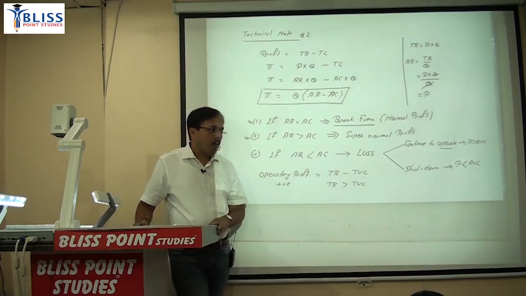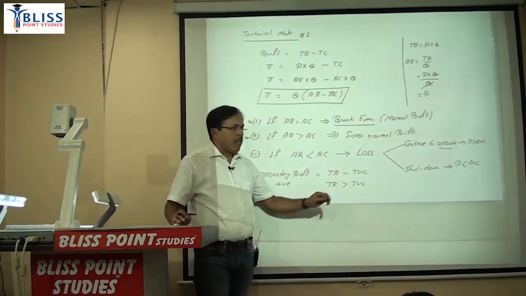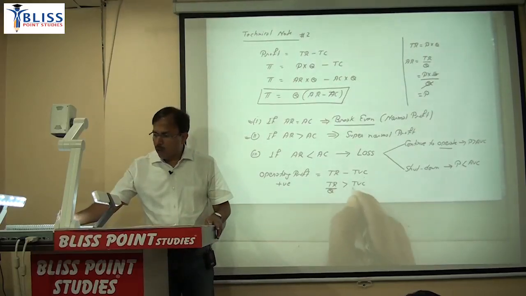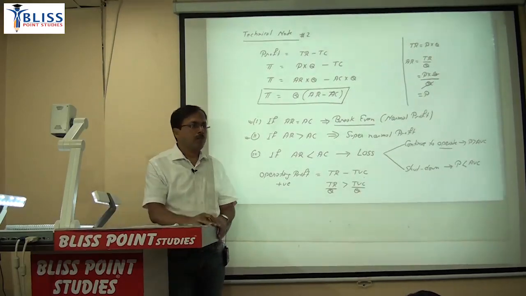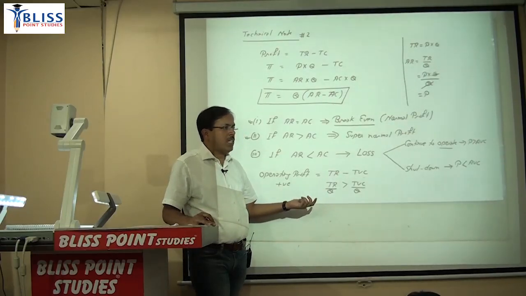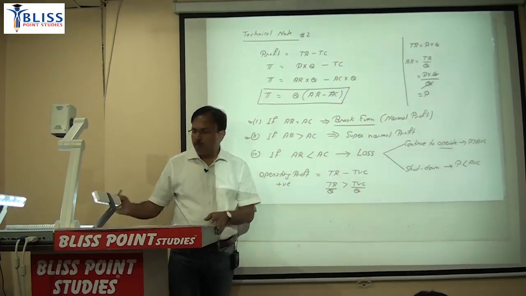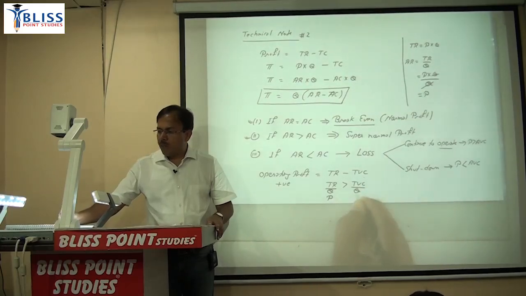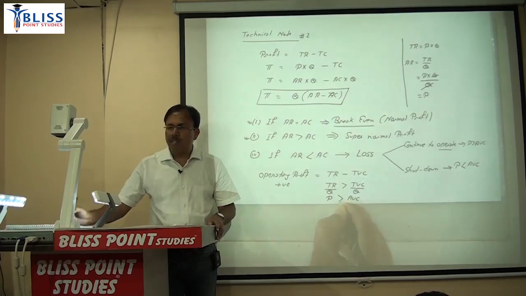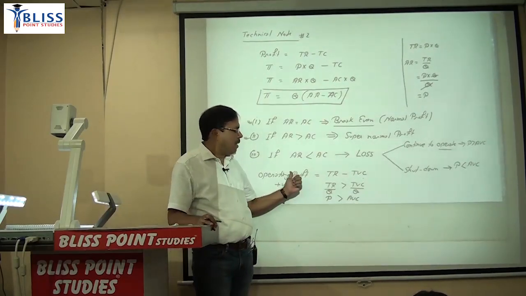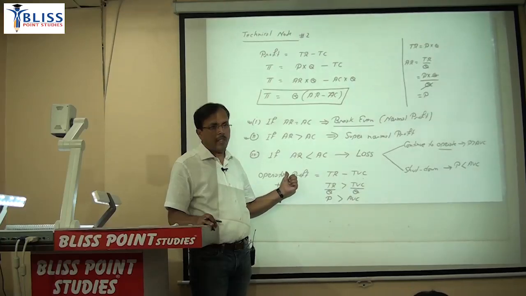If you divide both by quantity, then what you will get? TR को भी मैंने Q से divide कर दिया और TVC को भी Q से divide कर दिया, तो total revenue by quantity is average revenue. Average revenue is price. So this is price, and total variable cost divided by quantity is average variable cost. So P greater than AVC means what? P greater than AVC means there will be positive operating profit.